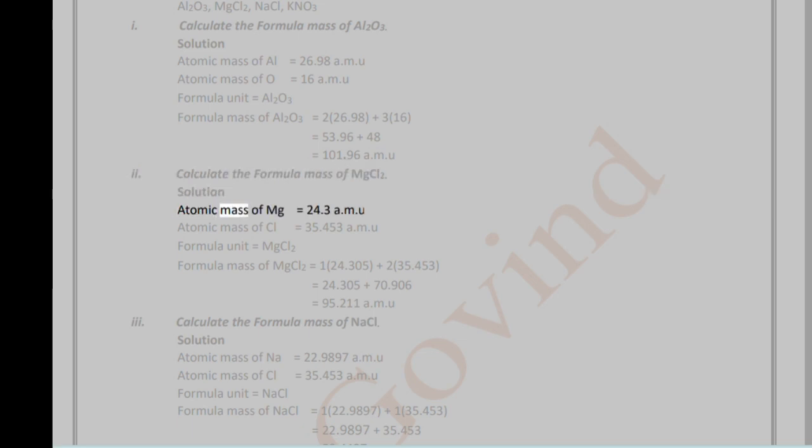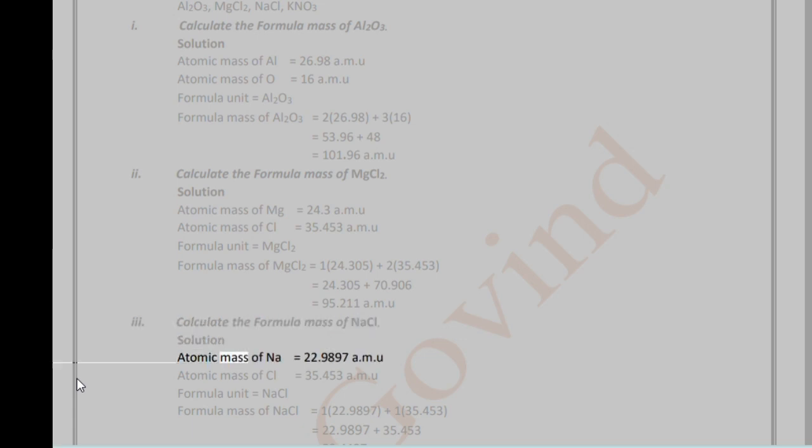2. Calculate the formula mass of MgCl2. Solution: atomic mass of Mg equals 24.3 a.m.u. Atomic mass of Cl equals 35.453 a.m.u. Formula unit equals MgCl2. Formula mass of MgCl2 equals 1 × 24.305 + 2 × 35.453 equals 24.305 + 70.906 equals 95.211 a.m.u.